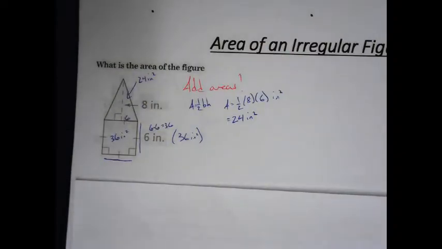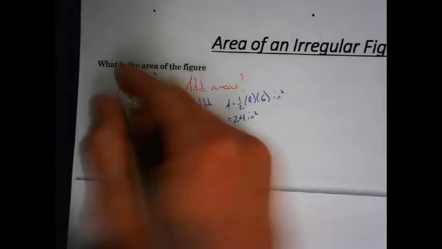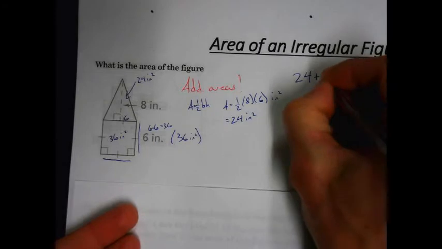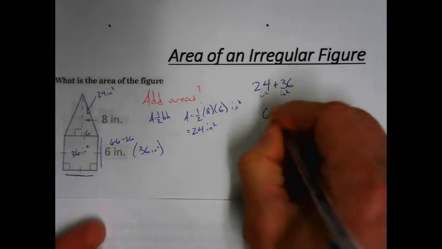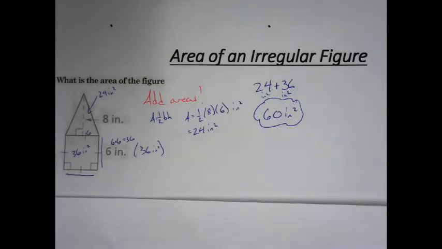So the area of the triangle is 24, the area of the square is 36. We add the 2, and we get our total area. So area can be added. All right, so 24 plus 36, and these are inches squared, and these are inches squared. We can add inches squared. That gives us 60 inches squared. Okay, so the area of the total figure is 60 inches squared.